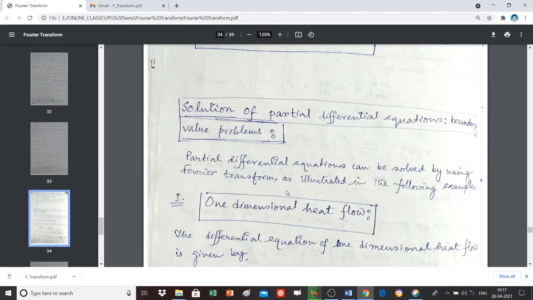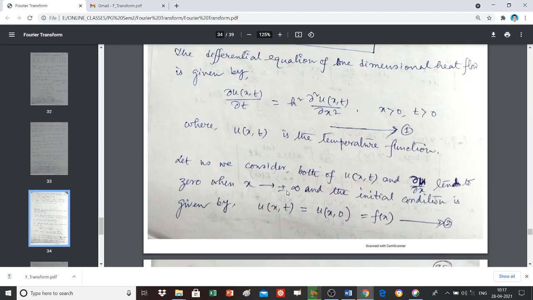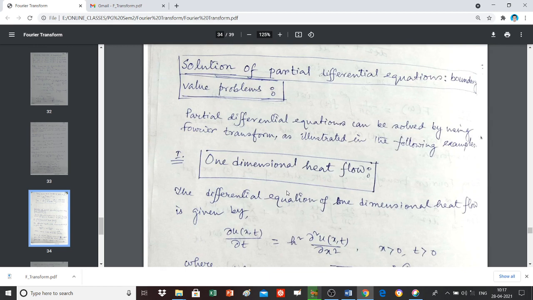Now, solution of partial differential equations, boundary value problems. In this case, we will learn how to solve boundary value problems using Fourier transform. Partial differential equations can also be solved by using Fourier transform, and that is illustrated in the following examples.